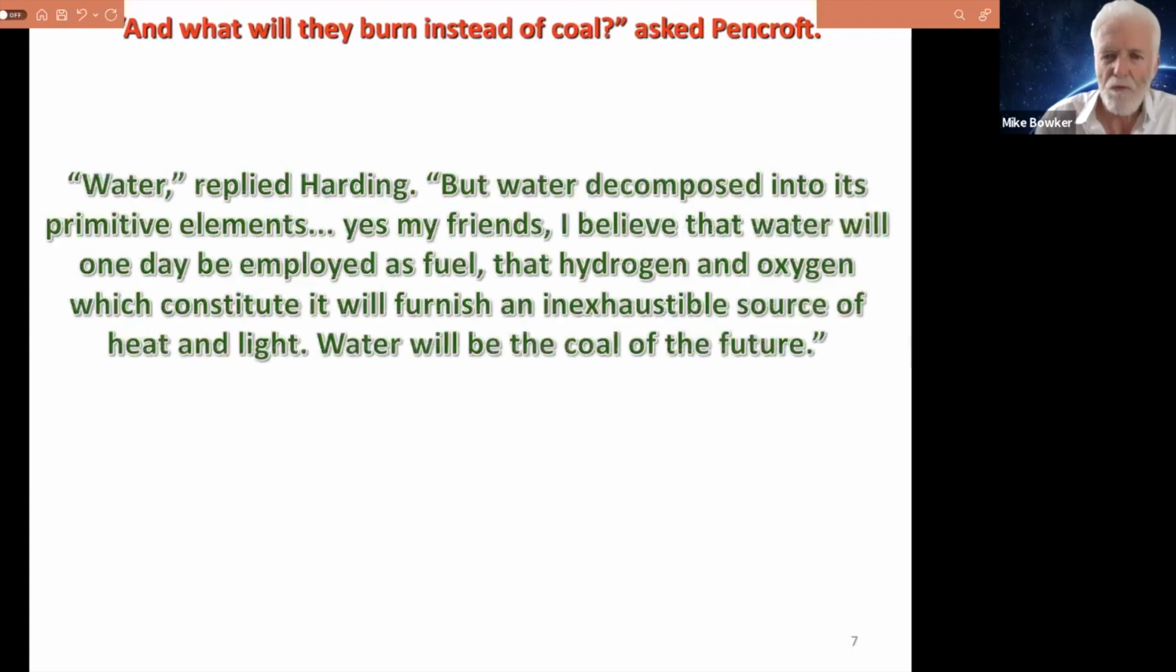But here's some quotes, and I can't quite see that. How do I get rid of that top bar? I don't know. So I can't read what the top one says.